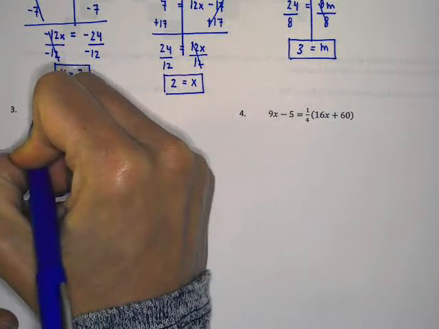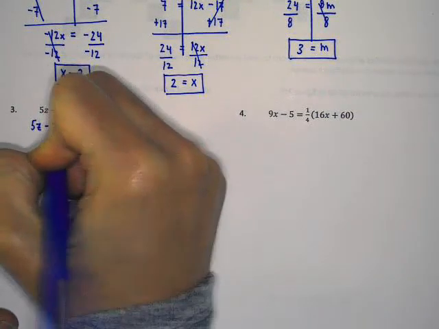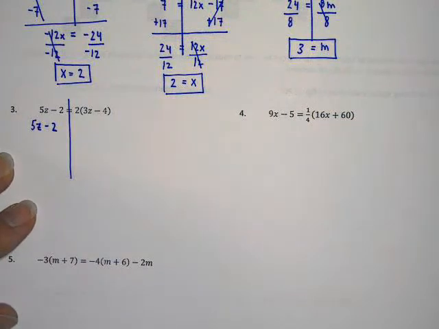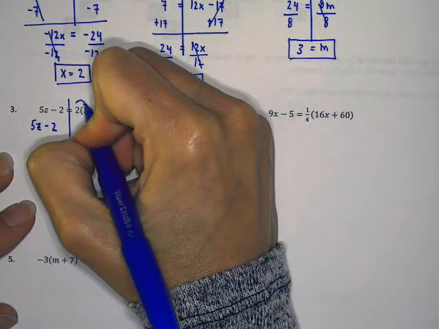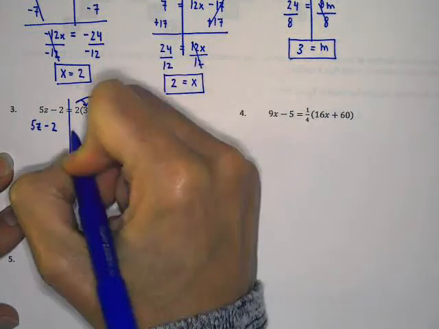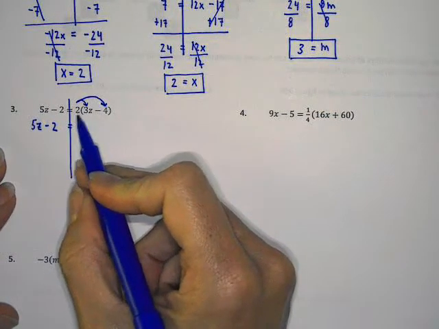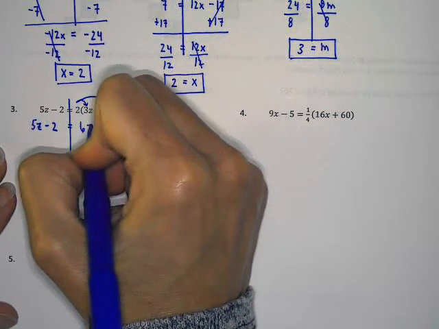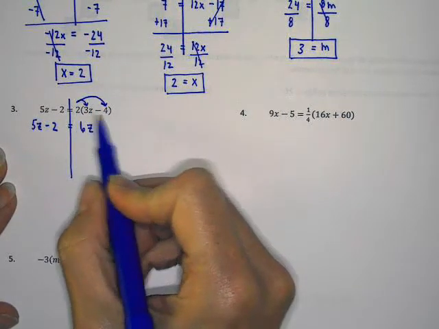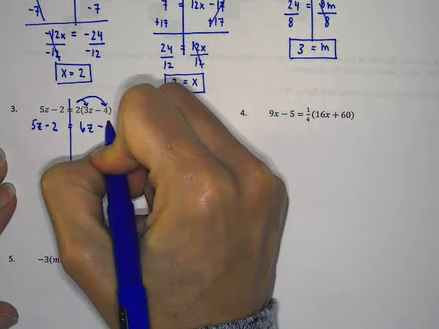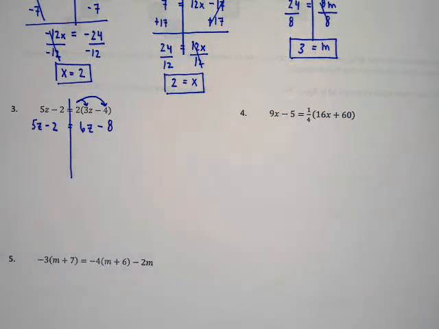Before I do anything, I'm going to copy this down because there's nothing really to be done here. But before I do anything else, I'm going to go ahead and distribute on the right side. So when we're distributing, we're using multiplication. So 2 times 3 gives me a positive 6z. 2 times a negative 4 is a negative 8. And now I just have my regular equation with variables on both sides.